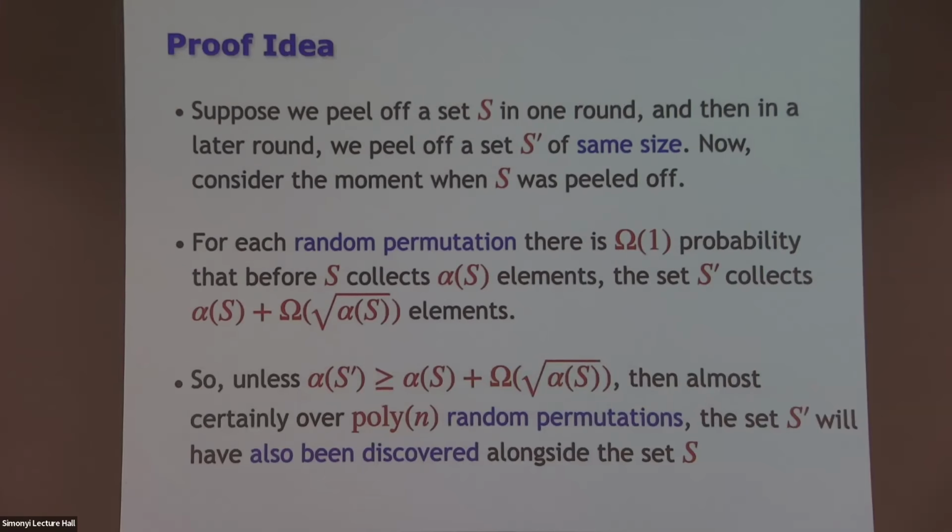So to summarize this another time, for each random permutation, there's an omega-1 probability that S prime collects alpha plus square root alpha many elements before S collects alpha many elements. And so unless alpha of S prime is at least this big, almost certainly over your polynomial number of permutations, S prime will have also contributed some circuits in this round of the element.